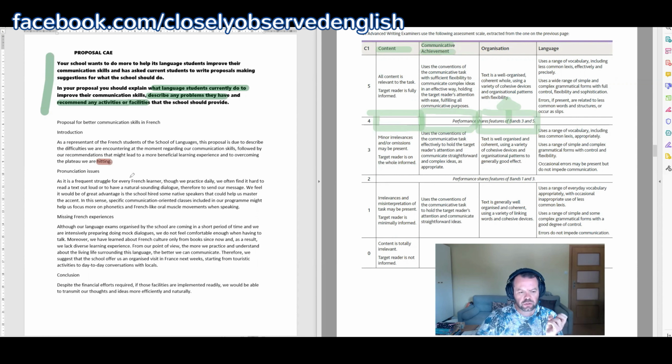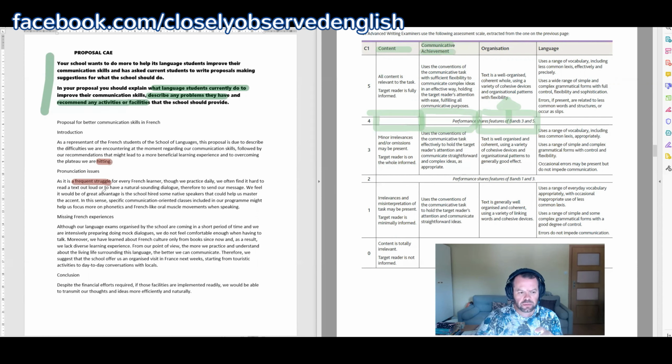"It is a frequent struggle for every French learner." Is it a frequent struggle or is it a constant struggle? It's different. Constant is unchanging. Frequent is many times the same. There's a small difference there.